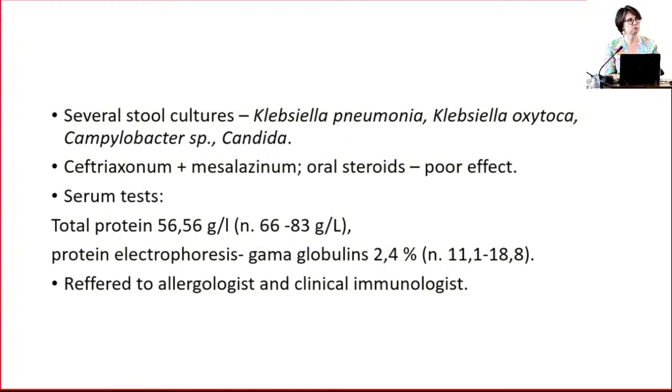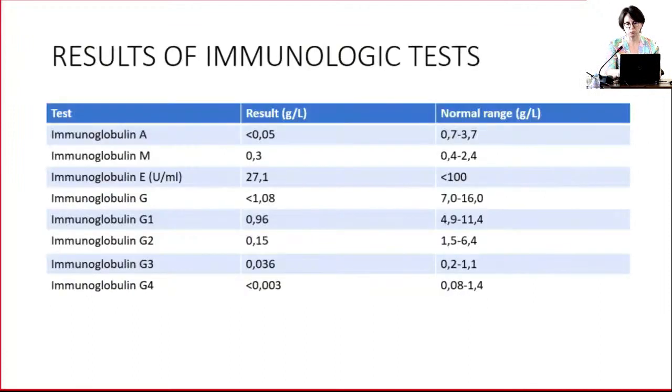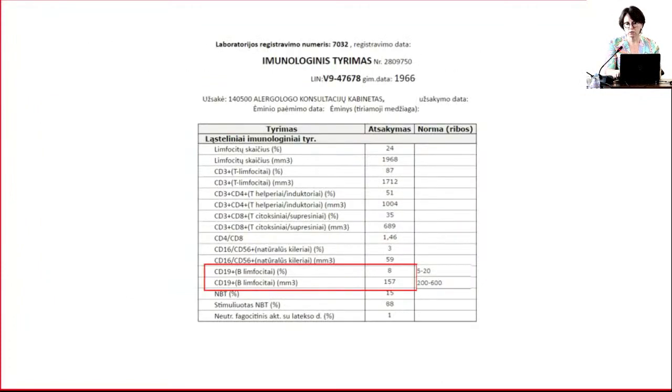They performed a rather specific investigation, protein electrophoresis, and saw that the gamma globulin fraction is very low. So she was referred to an allergologist and clinical immunologist. At that time, when we performed testing, we found that she has no immunoglobulin A and no immunoglobulin G at all, or let's say a very, very small, undetectable amount. And on flow cytometry, we found that there are some B lymphocytes, but not so many.